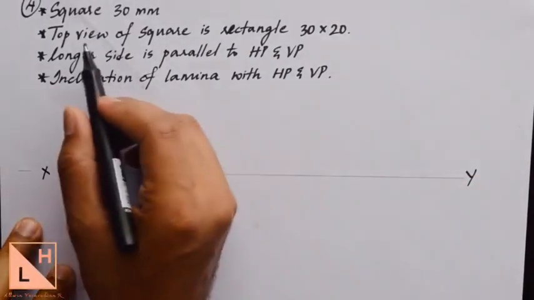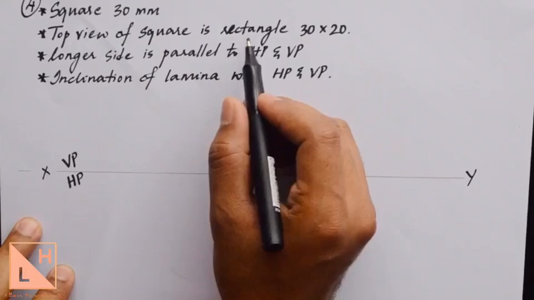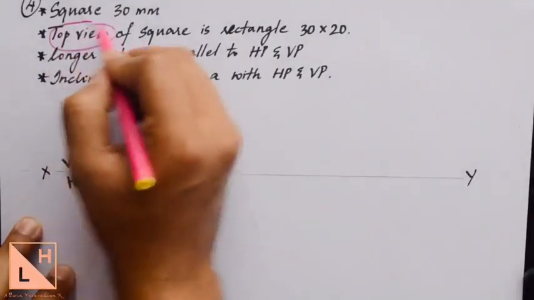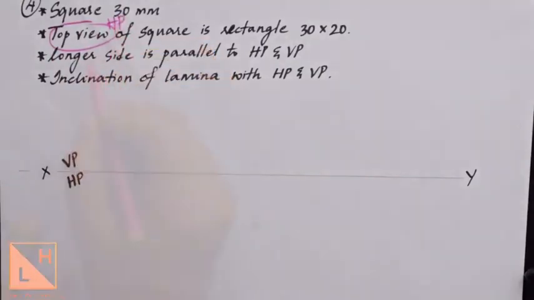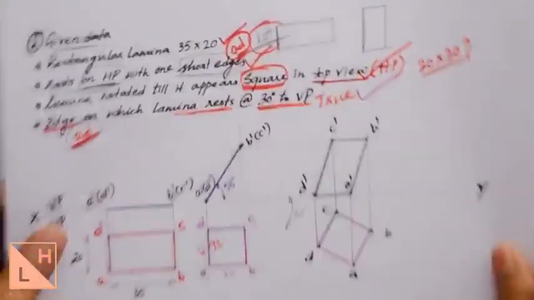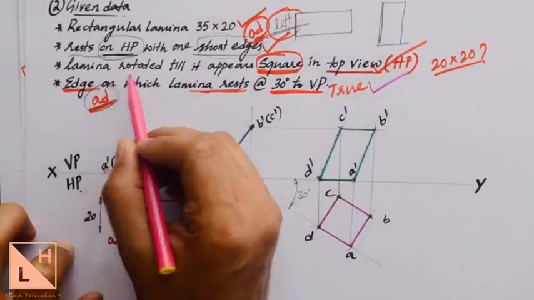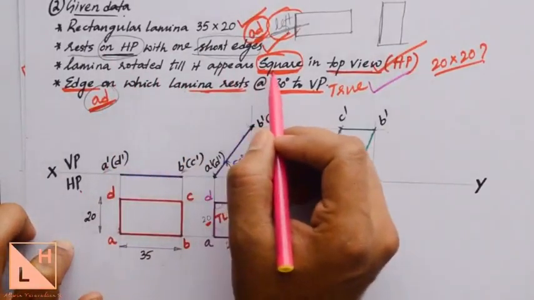The top view of a square is going to look like a rectangle. Where will you draw the top view? The top view is always drawn on the horizontal plane. You just refer to the previous problem. There it was given the rectangle appears like a square in the top view. Lamina is rotated till it appears as square in the top view.